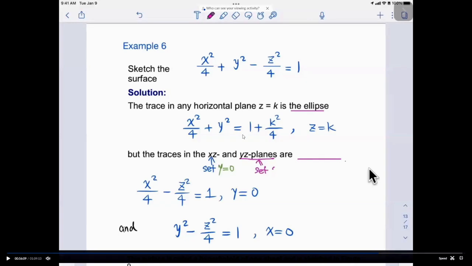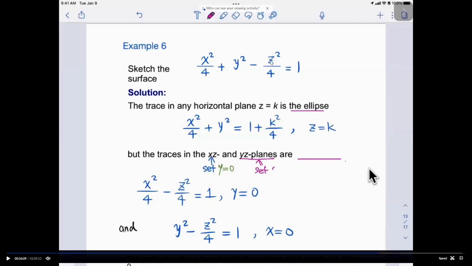Okay, this is the next example. Sketch this surface. Some people will say, oh, we'll just use the app to do it. Yeah, you can do it, but let's try to also understand the trace. So the trace in any horizontal plane z equal to k.